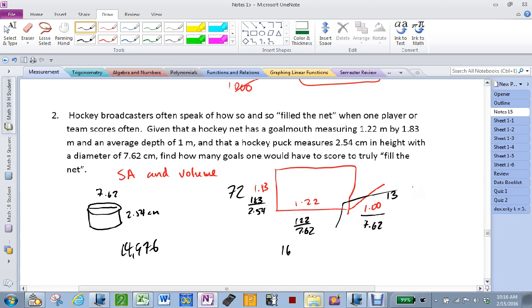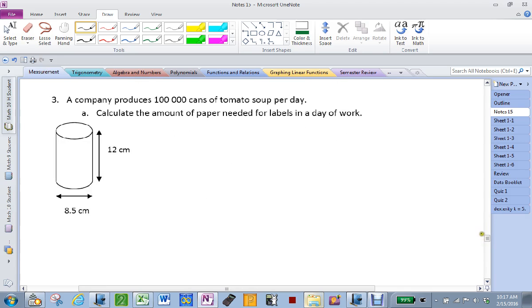That's not a provincial question, that's just a mean question. Because, of course, you all want to say volume, because you're filling space, right? Tomato soup. Do we have an answer?